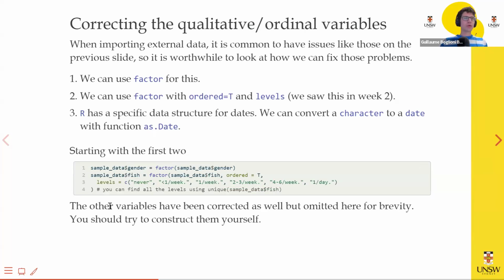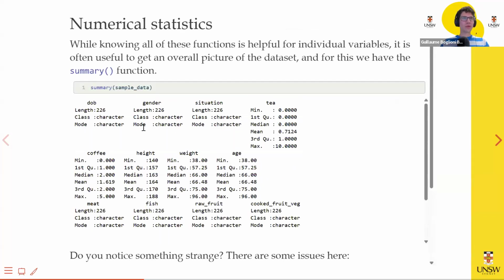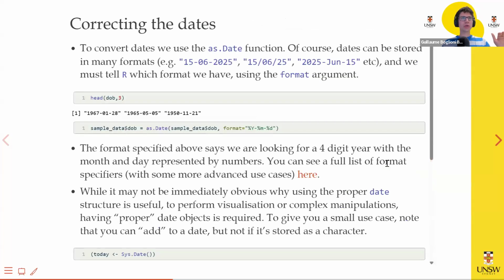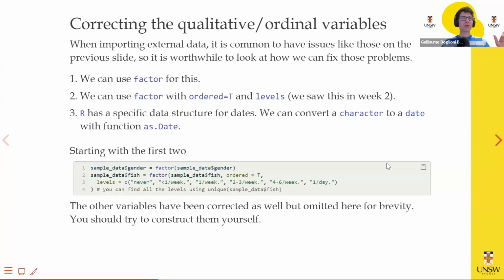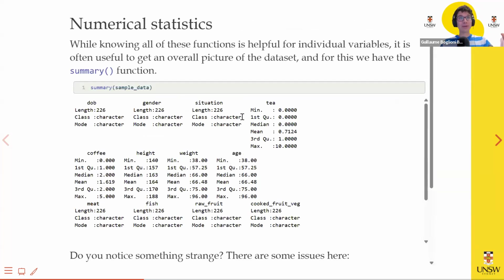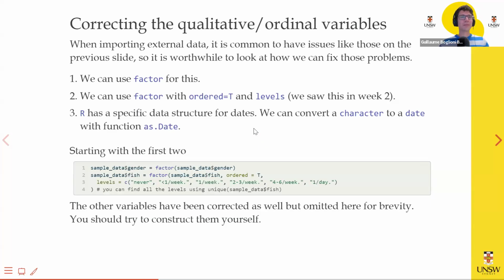Okay, here, there's a note. The other variables have been corrected. So in the background, we correct them. We haven't put all the details there. I suppose it's an exercise for you to try to correct meat and whatever all the other qualitative variables are. But then we're going to show you the final result. Okay, final result in a second. So this is how you would code correctly and tell R, okay, this is not a character. It's not a character. It's a factor.